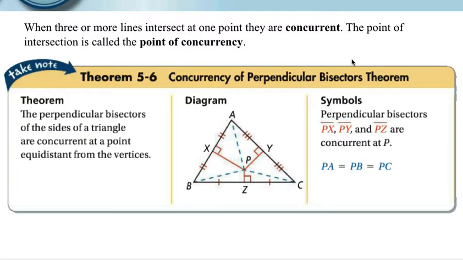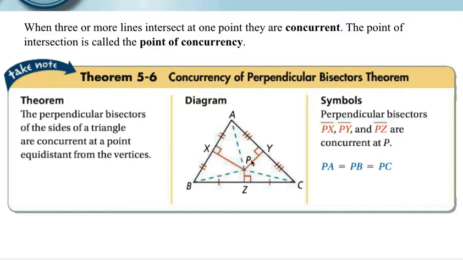And the first one is the term concurrent. Whenever we have the intersection of three or more lines at a single point, we say that they are concurrent, and the point where they intersect is called the point of concurrency. So that leads us to our theorem, the concurrency of perpendicular bisectors theorem. That theorem says this: if you have the three perpendicular bisectors of a triangle and they intersect at a single point, then that point where they intersect is equidistant from the vertices.